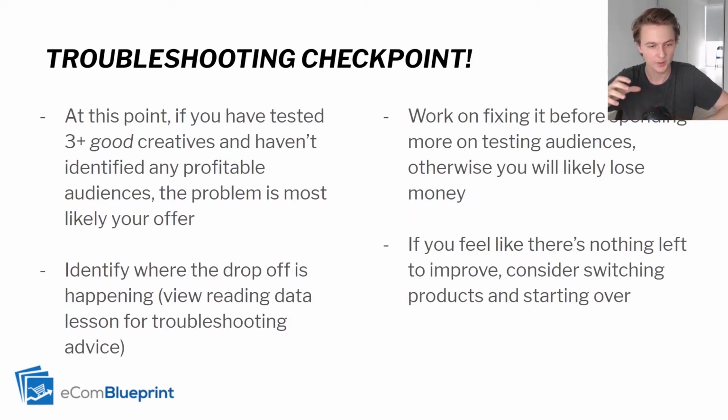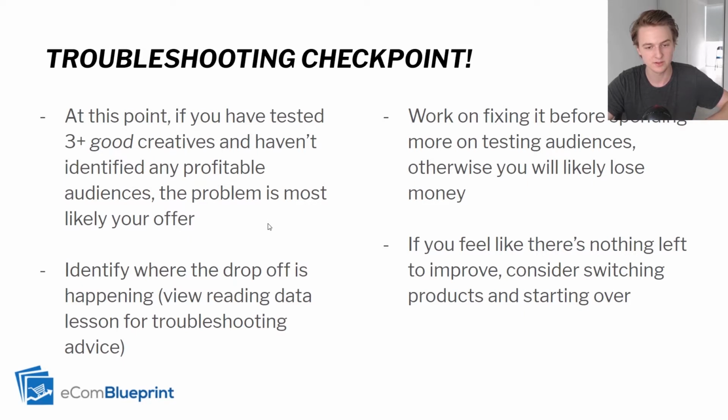All right, so now I want to do a quick troubleshooting checkpoint, because at this point, if you did the initial creative test and you tested 3 or more good creatives, and you also did the 95% video viewers and the 10 single interests or more, if you've done all of this and you haven't identified any profitable audiences, the problem is most likely your offer. There's probably something wrong with the product that you're selling, or your website, or your pricing, or there's something that's not going right, because after testing all of this, you should at least be starting to get onto something. And if you aren't, there's most likely a problem with your offer.